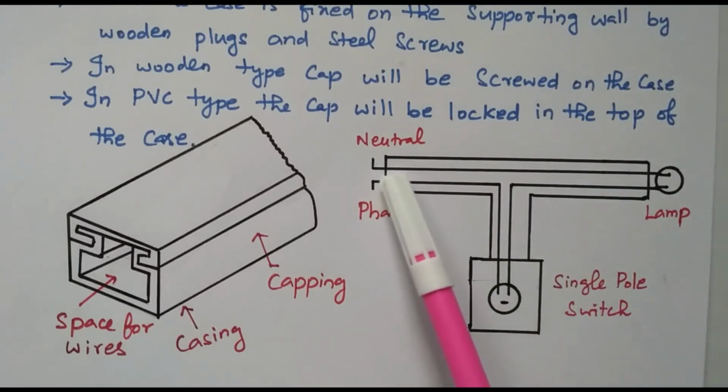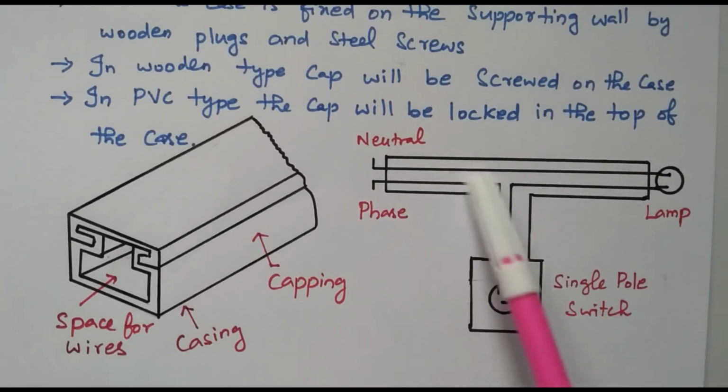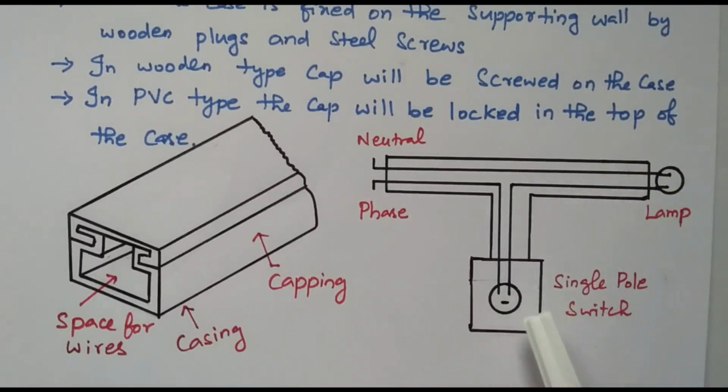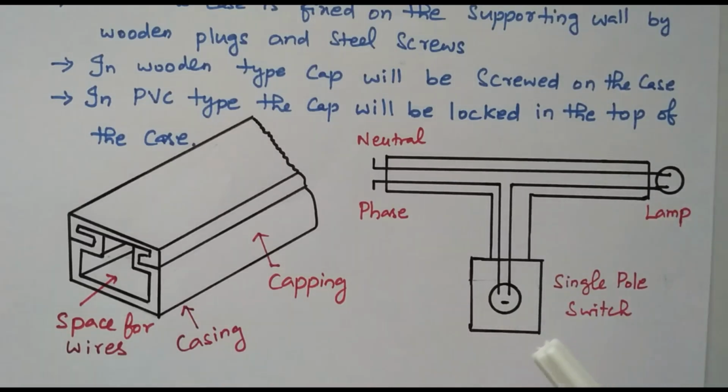So the wires are run through this. The neutral is directly connected. The phase is connected through the switch. So while operating the switch, we can control the lamp. So this is also a very simple type of wiring.